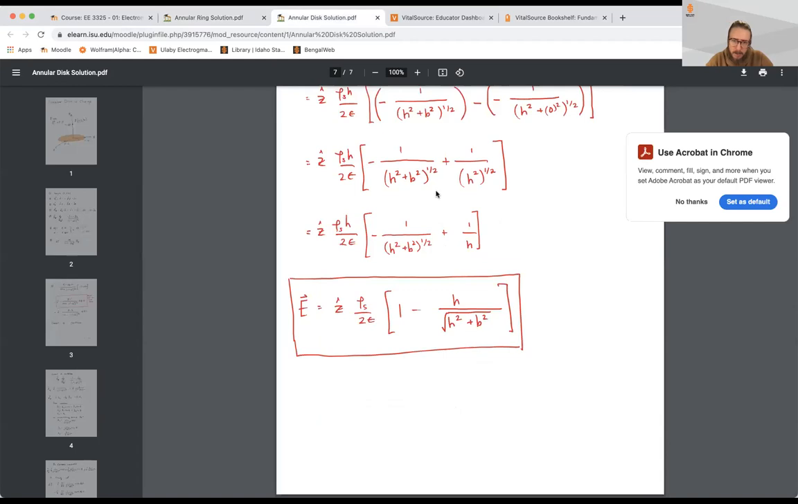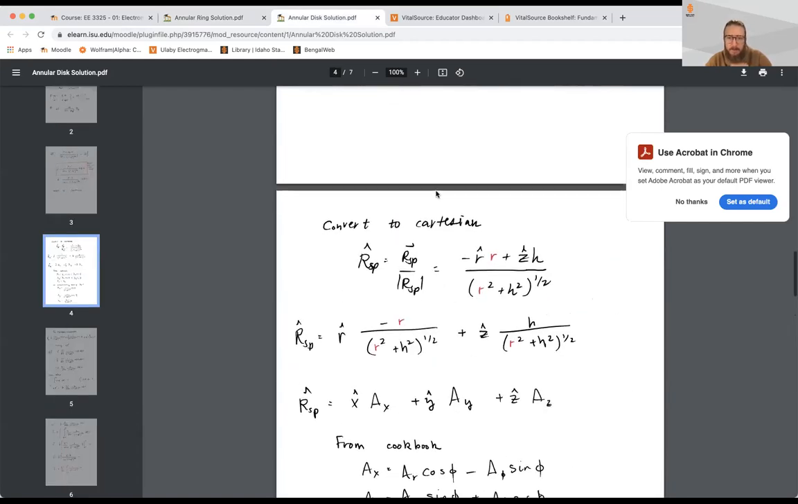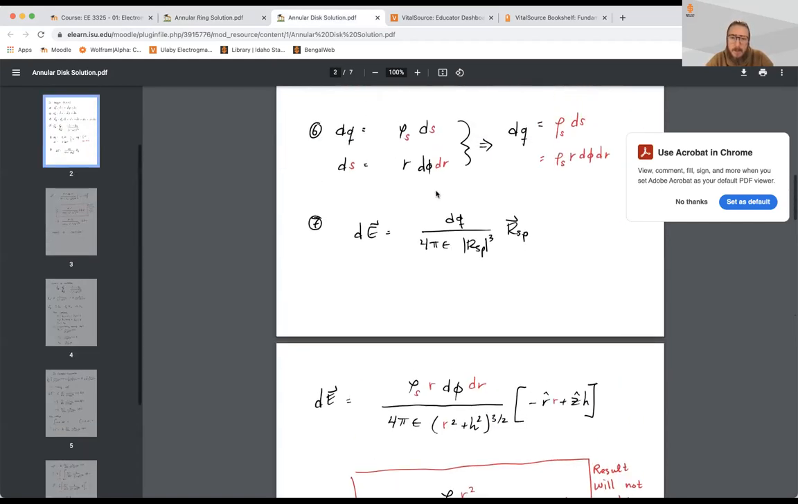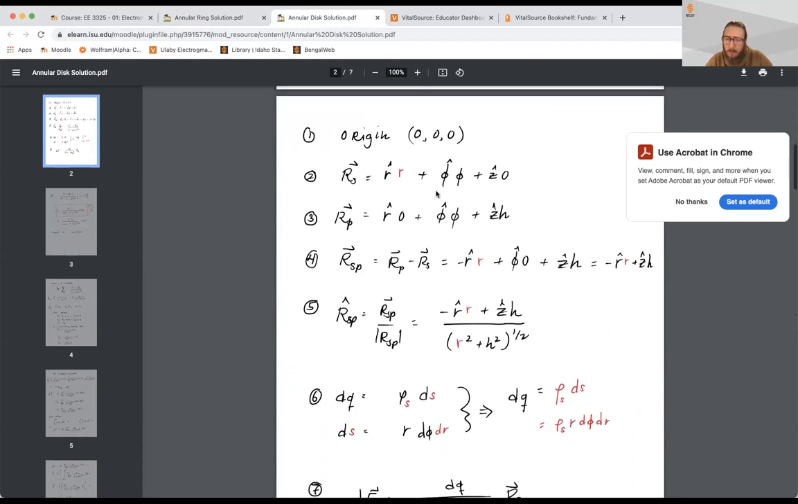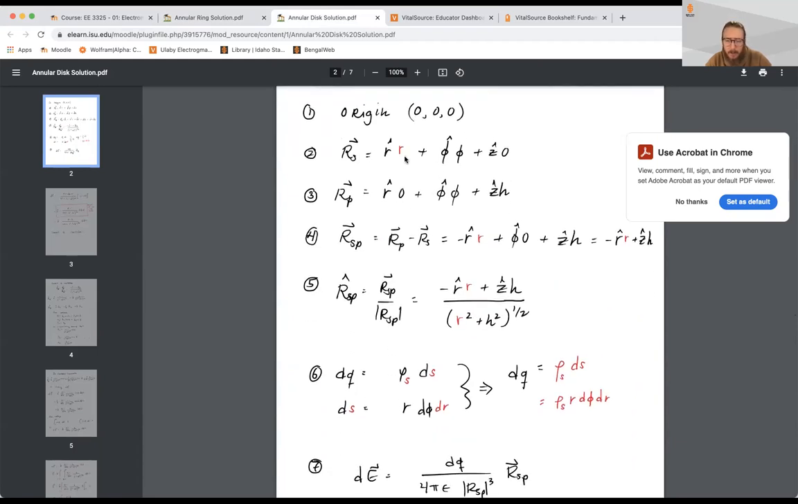In the annular disk solution, it's very similar to the annular ring. And so if you go ahead and look at this later, you can see that everywhere that's red is just the only things that changed from the ring to the disk. Okay. All right, so why did I just spend all this time telling you about electric fields again?